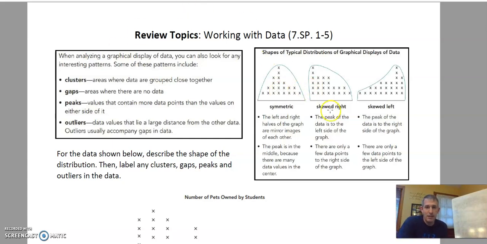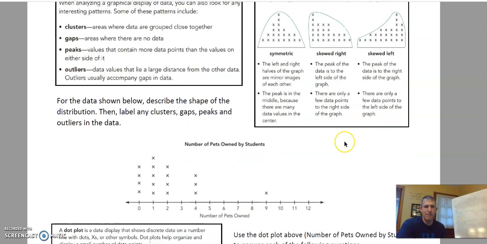Okay, and then symmetric, skewed right. You would think that this is skewed left, but remember, it's skewed because most of the data is right here, but there's a few outliers over here pulling the data set over, okay? That's why it's skewed right. So it's the opposite of what you might think. Same with skewed left. Most of the data is over here, but these are pulling it to the left a little bit, okay?